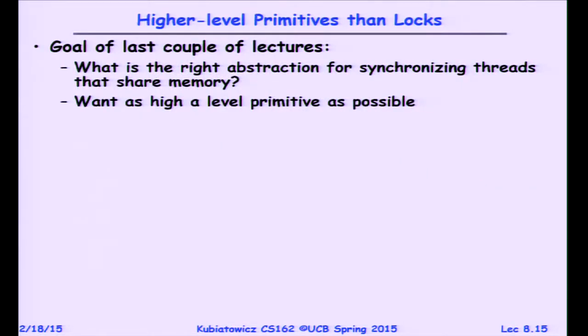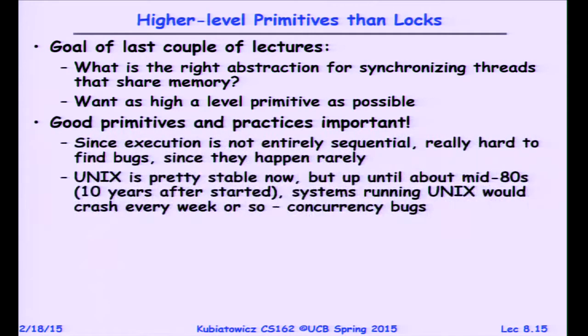So let's talk about some higher level primitives than locks. The goal of the last couple lectures has really been asking ourselves what's the right abstraction for synchronizing threads, and we'd like to have as high a level primitive as possible to make it easy to work with. And good primitives are going to be very important. You've already heard my rant about how, because we have non-deterministic execution and Heisenbugs, we better make sure that things are designed right from the beginning, because we're certainly not going to catch bugs via testing.